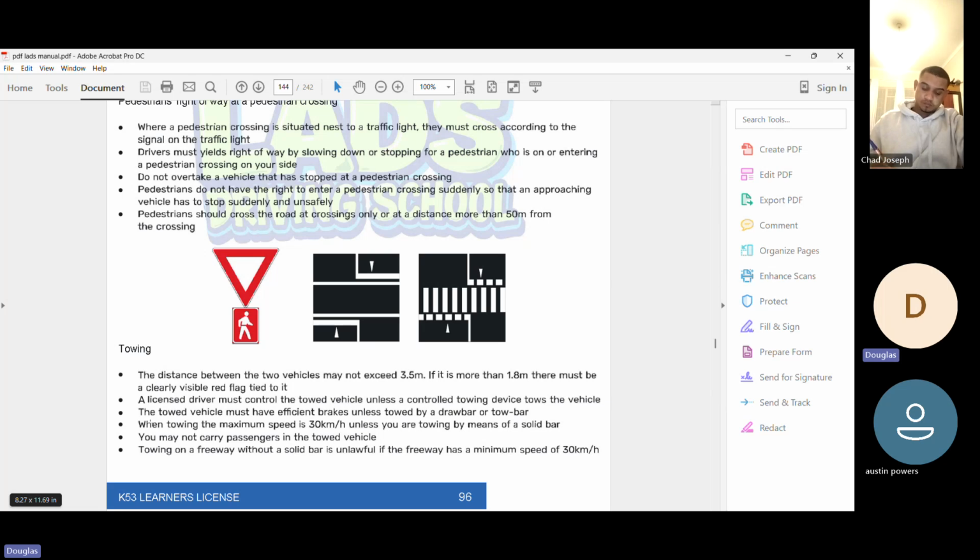Number 5, you may not carry passengers in a towed vehicle. Number 6, towing on a freeway without a solid bar is unlawful. If the freeway has a minimum speed of 30 kilometers per hour. So basically, if you're towing a vehicle on a freeway without a solid bar, it's unlawful. You're not allowed to do that.